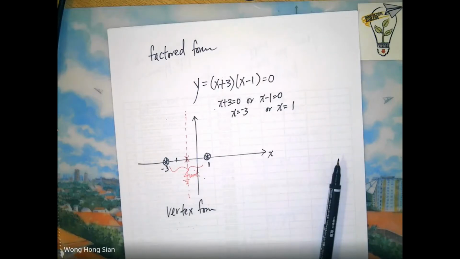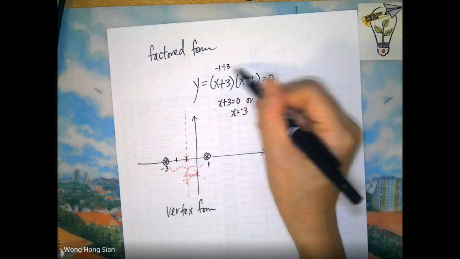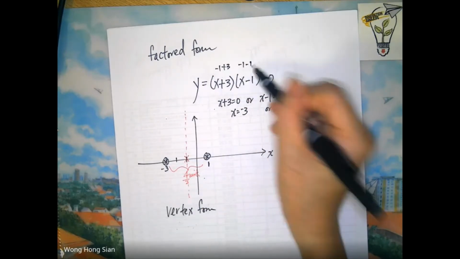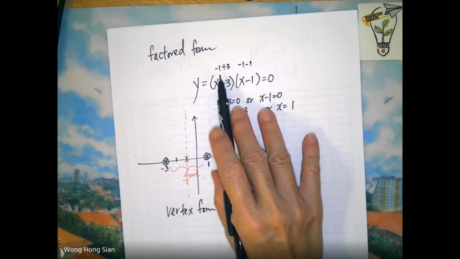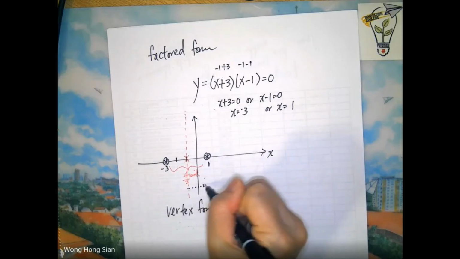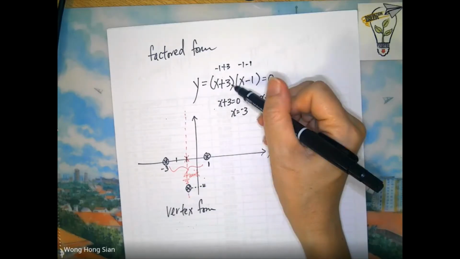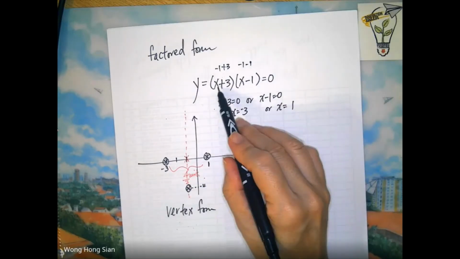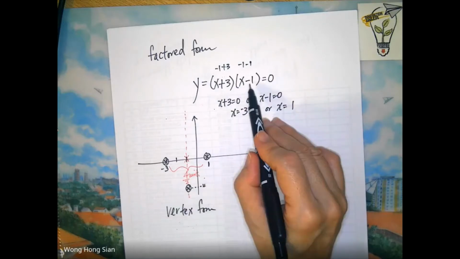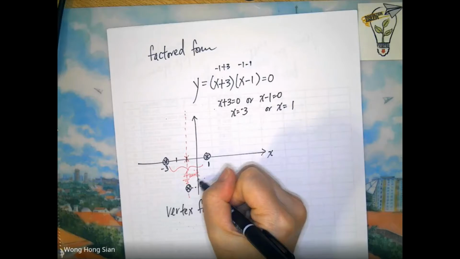If you want, you can even do some calculation when x is equal to negative 1. So negative 1 plus 3 and then negative 1 minus 1. This will be 2 and negative 2, so it's negative 4. So you have the minimum point at negative 4. Another point that you can use is when x is 0, so you have 3 times negative 1, which is negative 3. Just now this was negative 4, so negative 3 is going to be here.